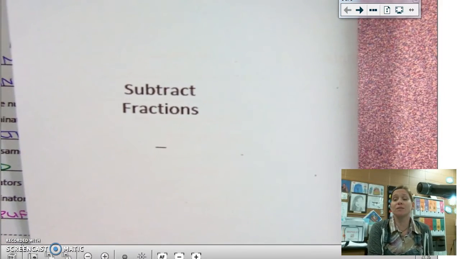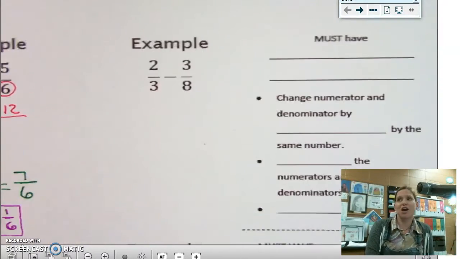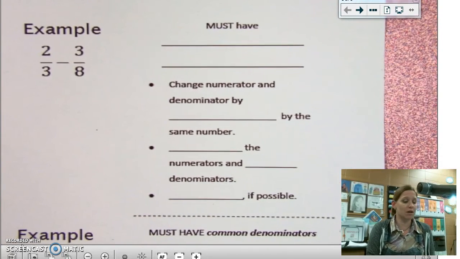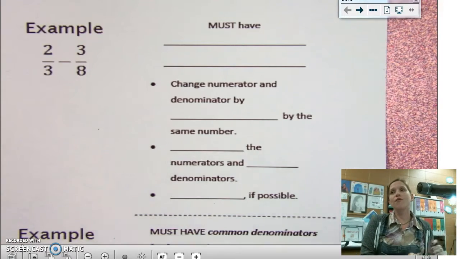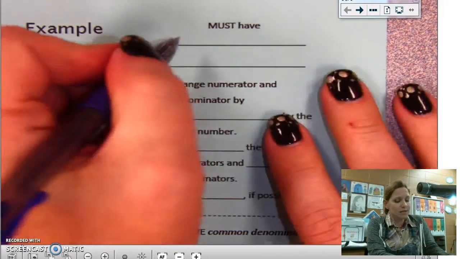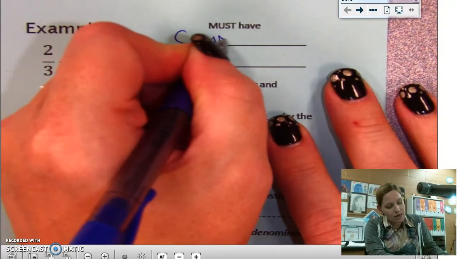So we are going to do now subtraction of fractions. Subtraction of fractions, kind of like that. Alright, so here we go. Here is our example and our notes. To get us started, of course, whenever we deal with fractions, we must have common denominators.